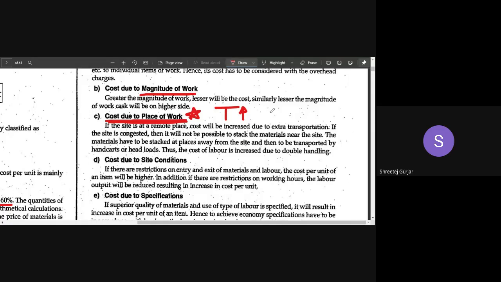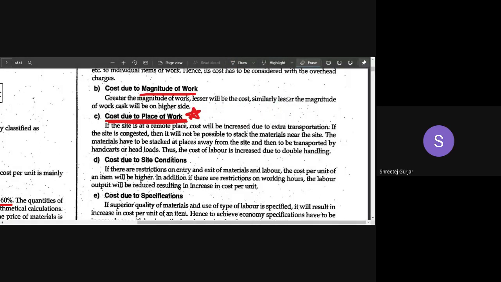Right, your laborers also have to travel. Laborers will have to travel to that place, hence that cost will also be included. Then there are transportation charges of various materials, and different kinds of things that are required. Everything has to be transported, hence your cost will increase.